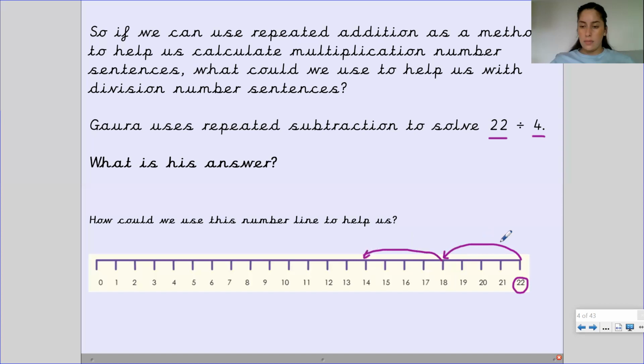Can I do 14 minus 4? Yes, because 14 is larger than 4. 1, 2, 3, 4. And it would land on 10. That's another jump of 4. How many full jumps have we been able to make so far? 1, 2, 3. Can I keep going? Can I subtract 4 from the number 10? Yes, because the number 10 is larger than 4. 1, 2, 3, 4. So 10 minus 4 equals 6.